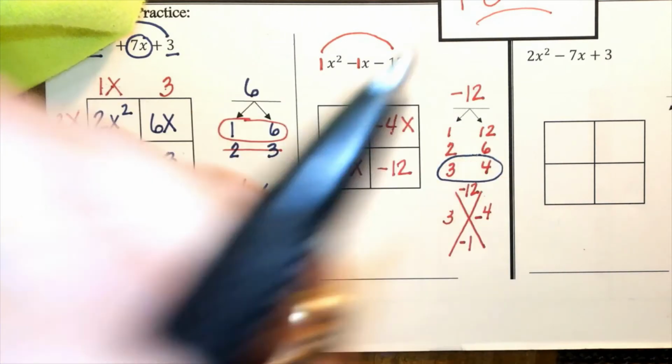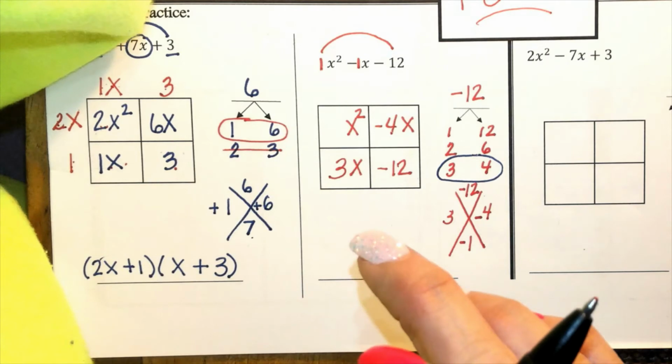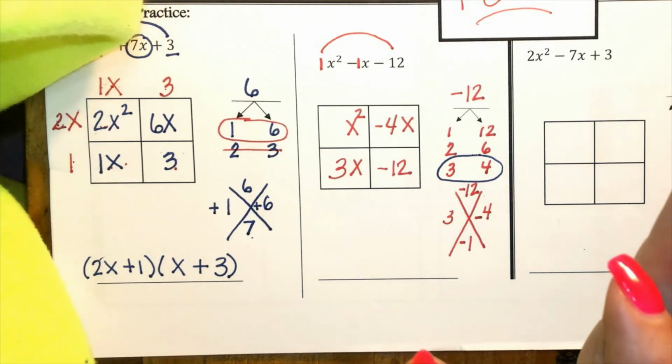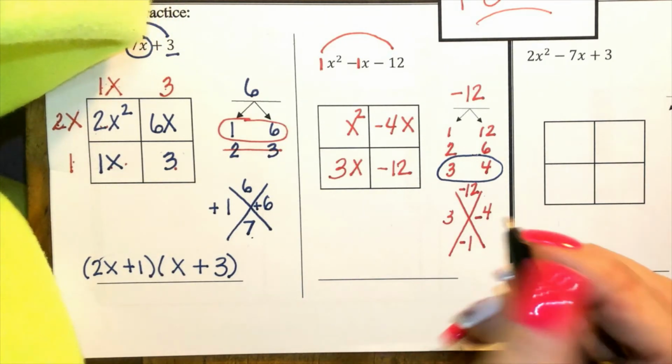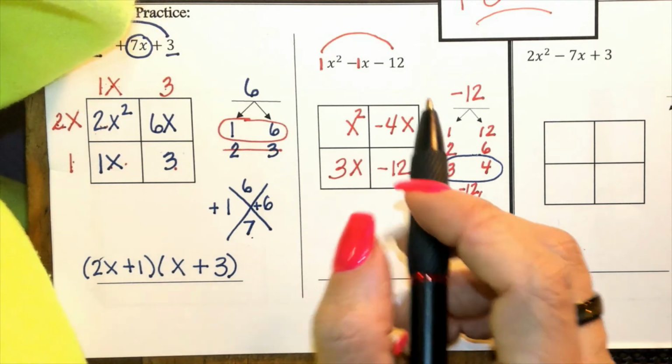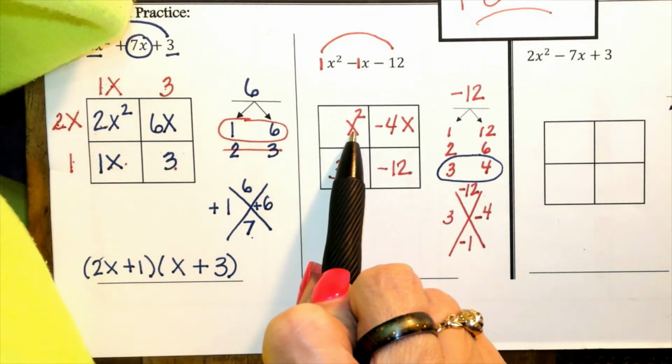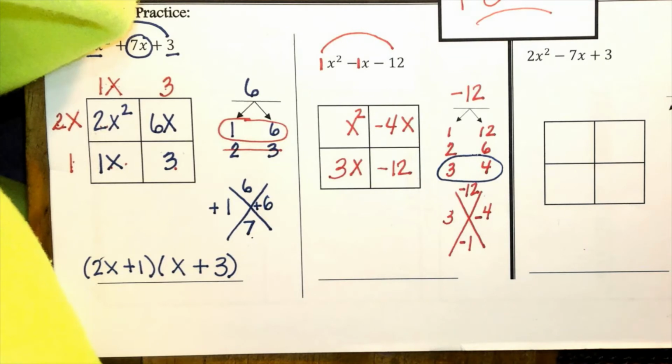Now I need to undo it and figure out what my answer is. So what do x squared and negative 4x have in common? You know what? There's a 1 here, and the only thing these have in common is an x.